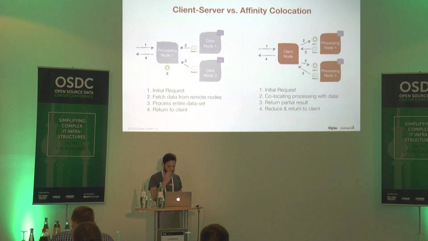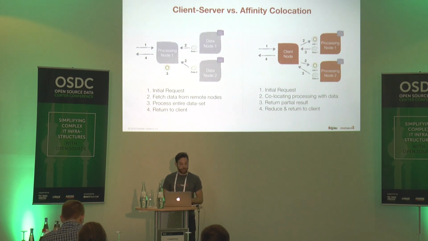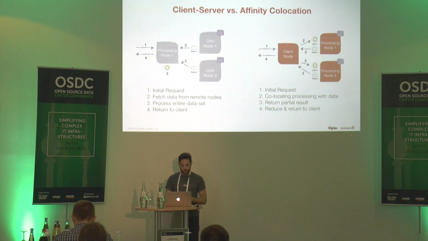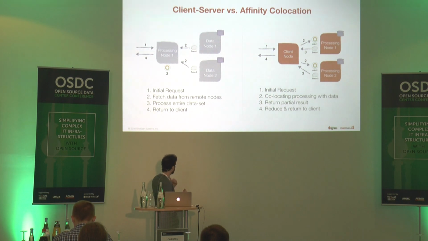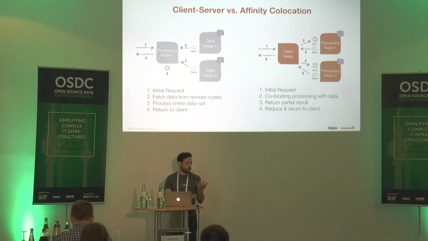Okay, so clients and servers versus Affinity Colocation. The new concept here is Affinity Colocation, and how that's different from what we currently do. Traditionally, as you see on the left-hand side, we have what we call the data nodes, so your database, and then a processing node. Traditionally, you would read data and then process it in the processing node. Heavy costs. If the data sets are big, you have to move a lot of data over the wire and then do the processing.